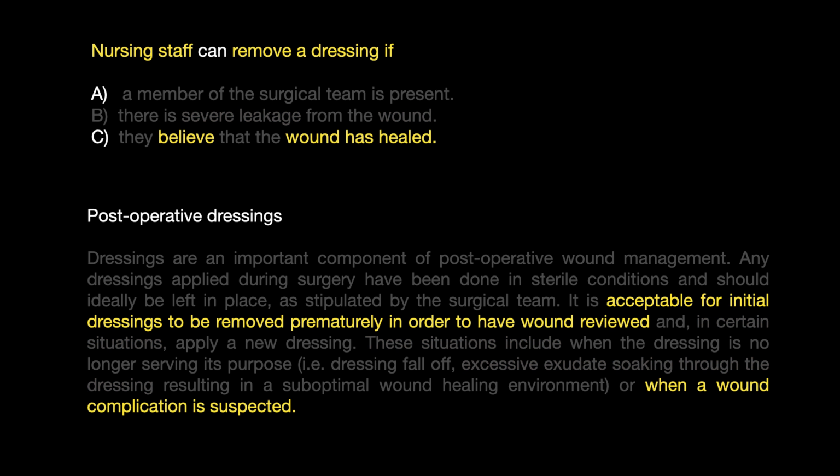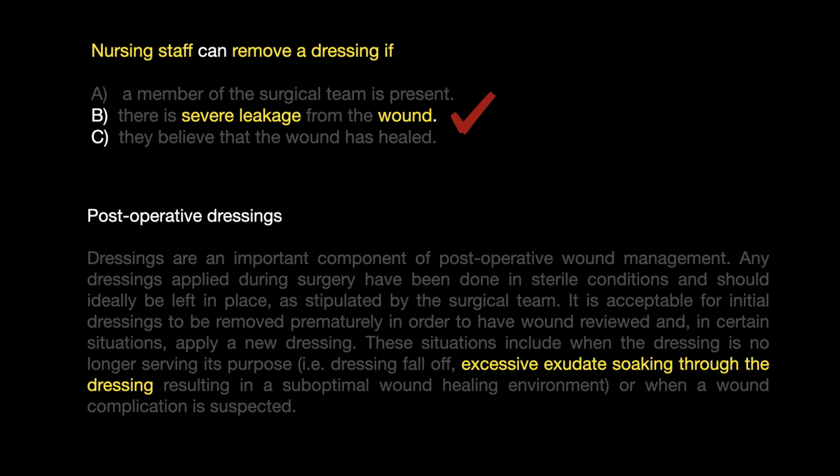Moving on to option C. Believe wound has healed. Look at the text highlighted. Acceptable for initial dressings to be removed prematurely in order to have wound reviewed, when a wound complication is suspected. But option C says wound has healed, which means the option contradicts the information given in the text. So we can easily eliminate option C also. That makes us remain with only option B, and that perfectly matches the text.